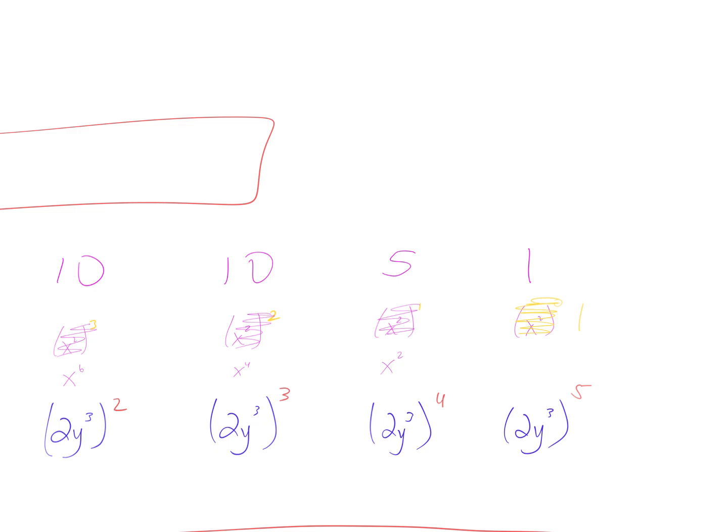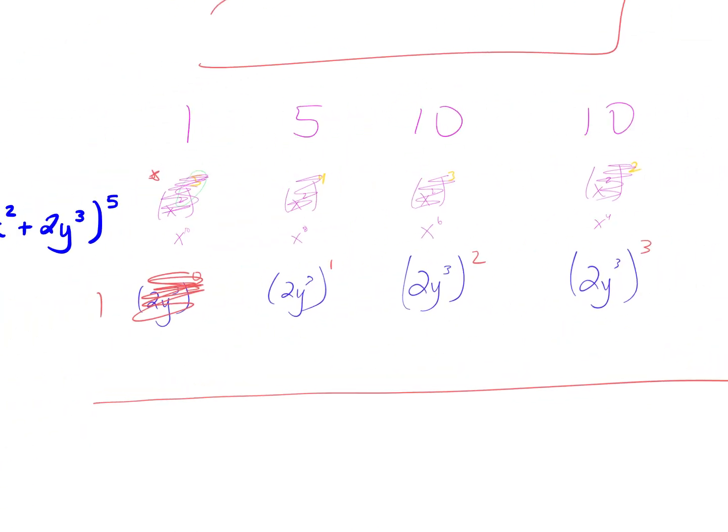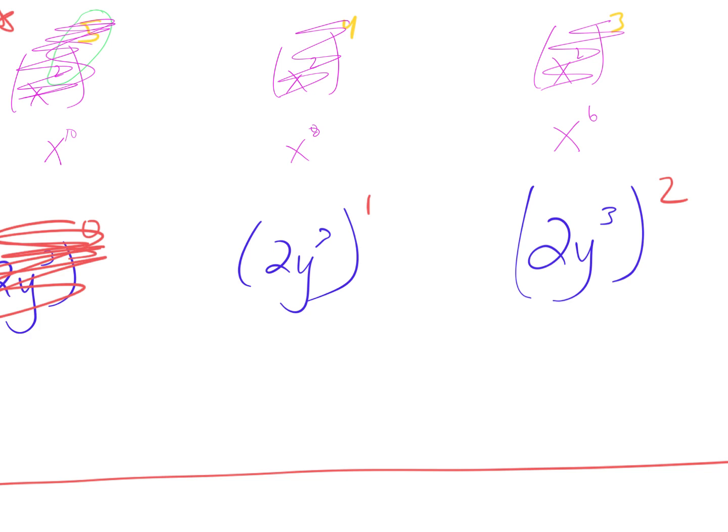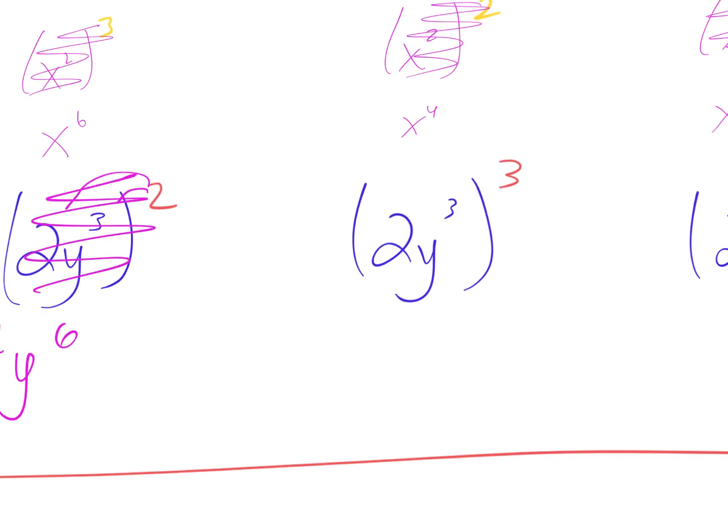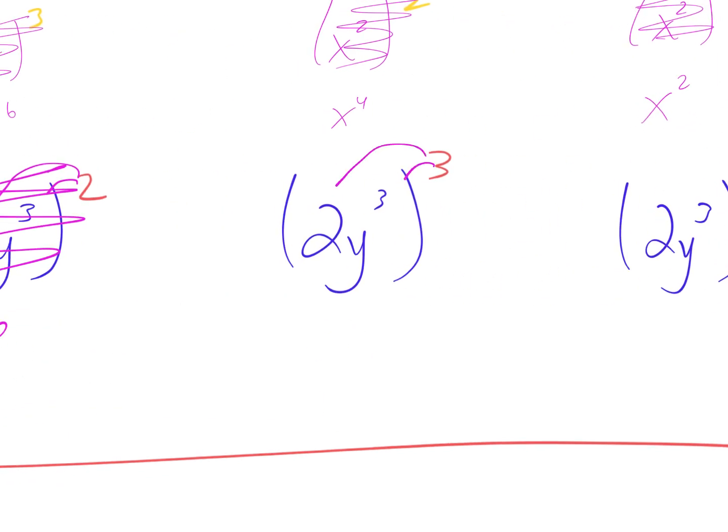You guys with me? All right, and then now we do the same thing. You're going to distribute the exponents. This exponent goes here and here. This becomes 2y to the 3rd. This exponent goes here and here. This becomes 4y to the what? 6. This exponent goes here and here. This becomes 8y to the 9th.